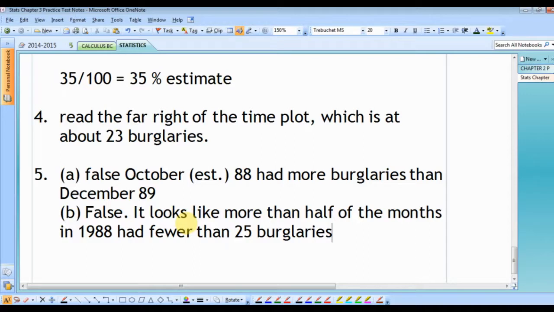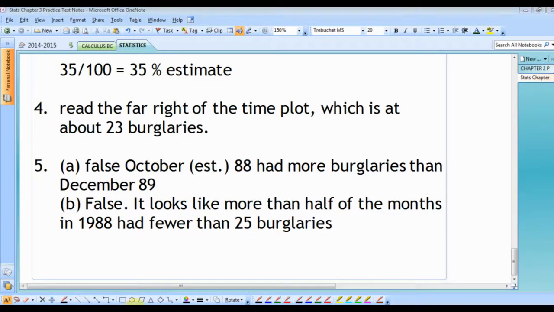I still don't get how you know this one is false. I know that it's false, I just don't get how. Draw a line across 25. All of them are under 25. And it's saying that half are above 25 and half below, but it's only between 1988 and 1989. Okay, that makes sense. Let's take a look at that.